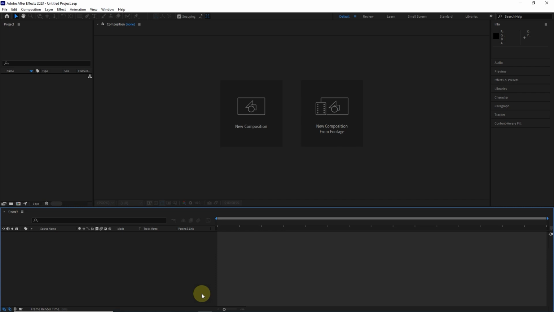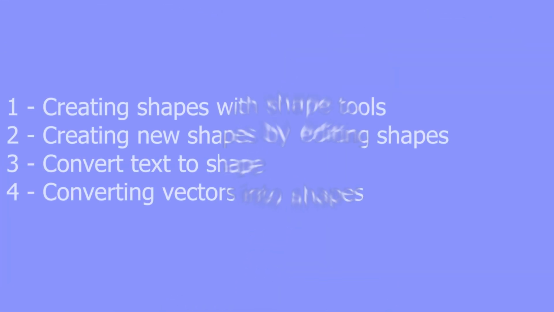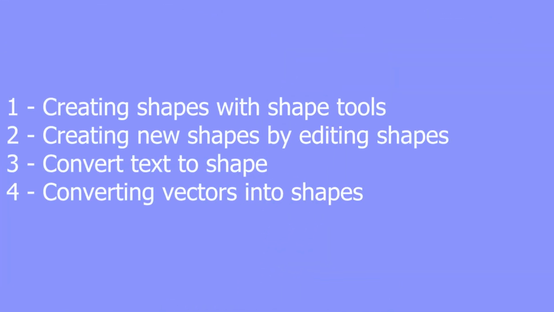In After Effects, there are many possibilities to create all kinds of shapes, which are divided into 4 categories. 1. Creating shapes with shape tools. 2. Creating new shapes by editing shapes. 3. Convert text to shape. 4. Converting vectors into shapes.